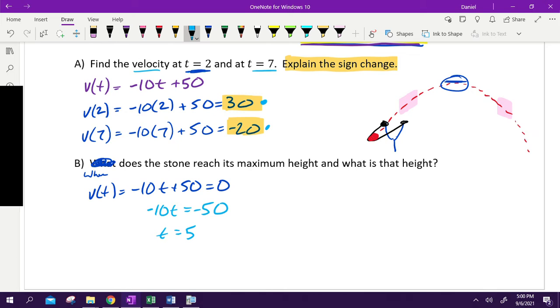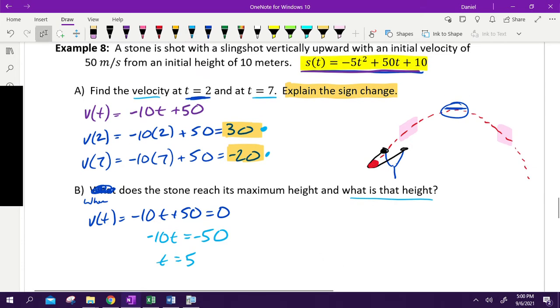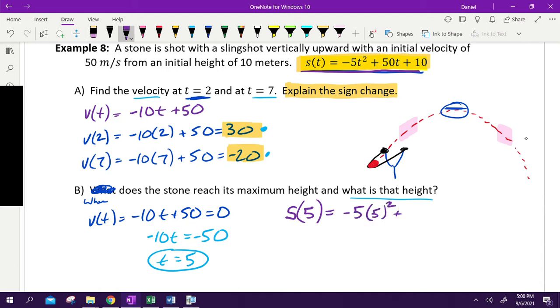Then the question is, what is that height? What are we going to do here to find out what the height is that it reaches a maximum? Well, we know when it reaches its maximum, and this equation right here tells me the height. So all we have left to do here is find s of 5. My s's and 5's look exactly the same. Rewriting it made it way better. -5 times 5 squared plus 50 times 5 plus 10.